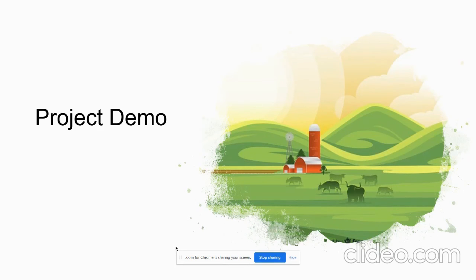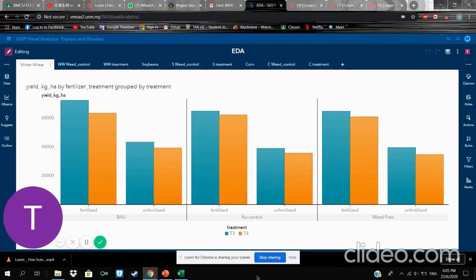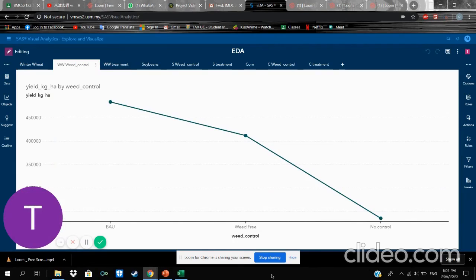As for the project demo, I will show you the SAS. So this is the EDA of the project. By doing so, we can know which of the features are more important to the result. First, we try it with weed control. As we can see, for winter wheat, weed control shows that winter wheat works better with BAU, which means business as usual.